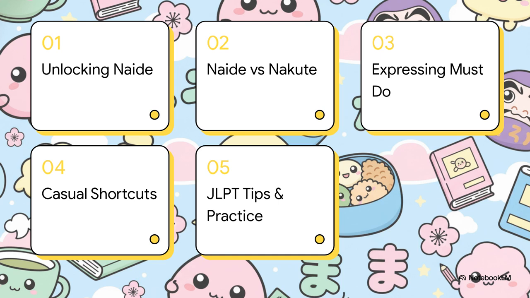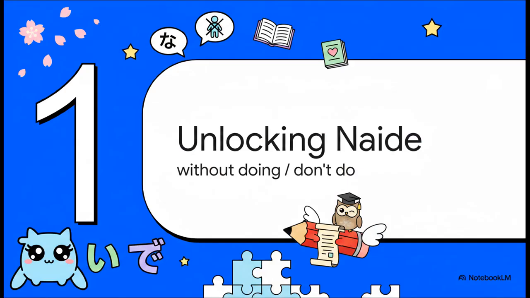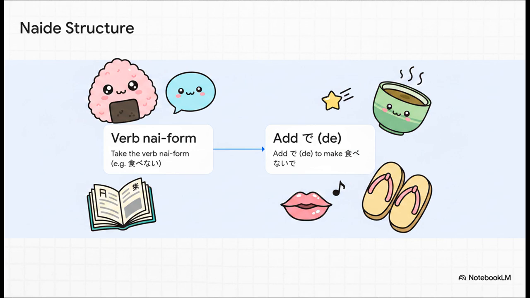Let's get going. Section 1, Unlocking naide, where we look at expressing without doing or instead of doing something. You know, this grammar point is just incredibly versatile. It's really the perfect, elegant solution for expressing without doing something or when you choose to do one thing instead of another. And the mechanics here are actually very straightforward.